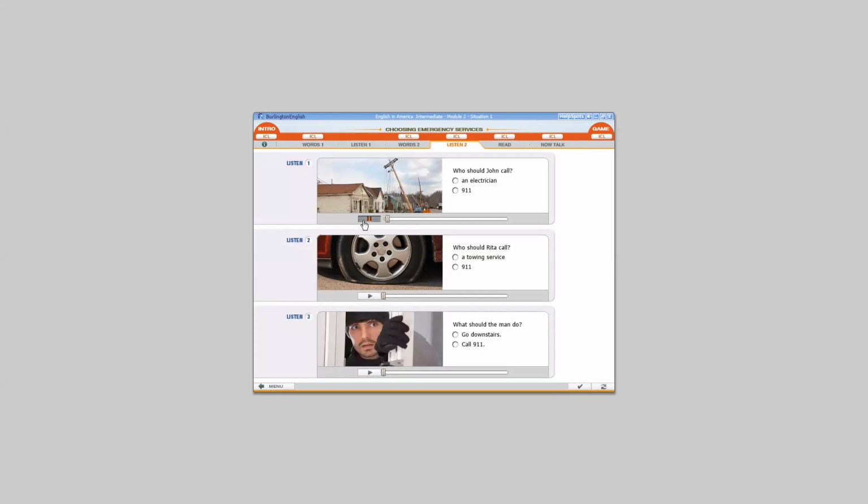Who should John call? Hi, John. How are you? Hi, Mom. I'm okay, but I'm a little worried. What's wrong? A power line is down. I can see it from the window, and there's no electricity in the house. Should I call an electrician? No, call 911. This is an emergency. A downed power line is dangerous. Who should John call?